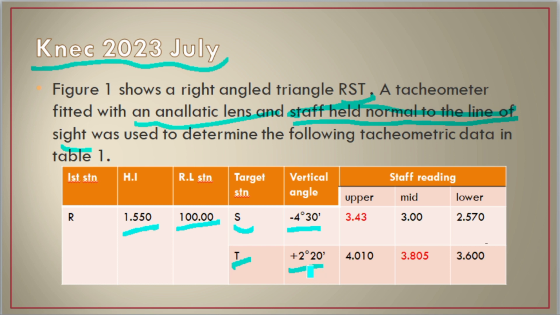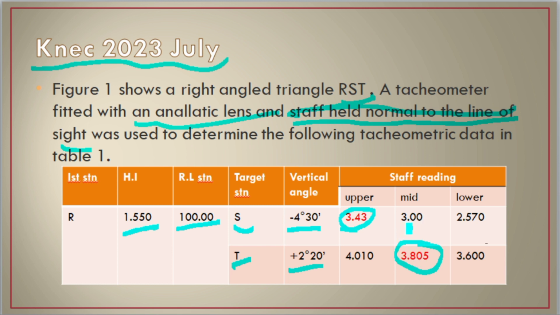Where we have a negative, that is depression, and where we have a positive, that is an elevation. Make sure you remember that concept. And then here we have the upper, middle and the lower readings. These were not given, so we'll see how to calculate them.